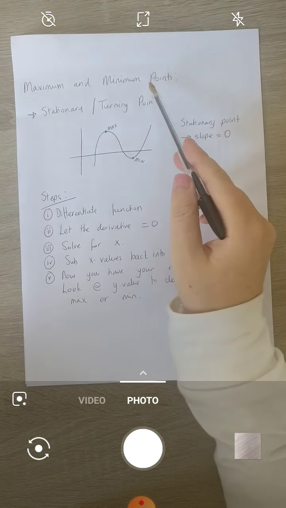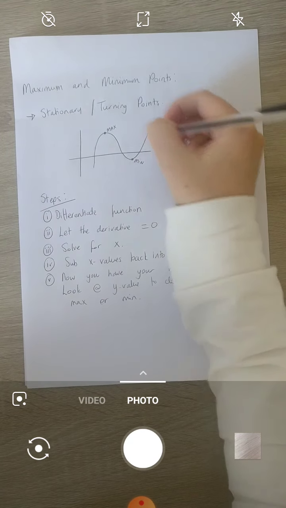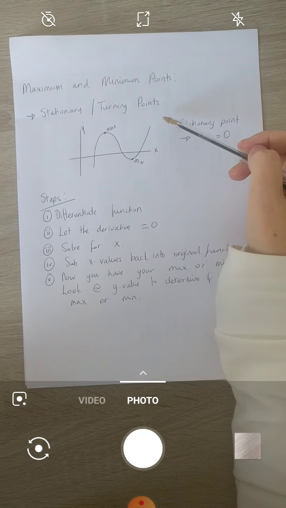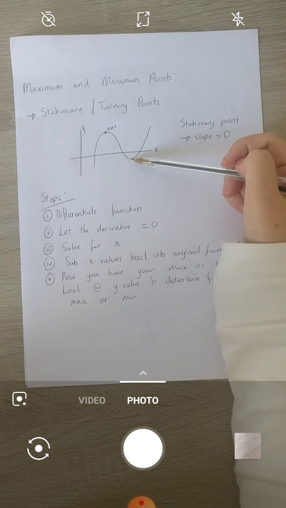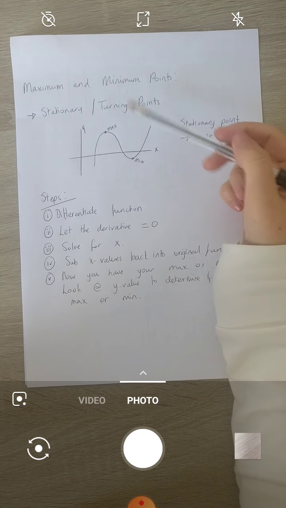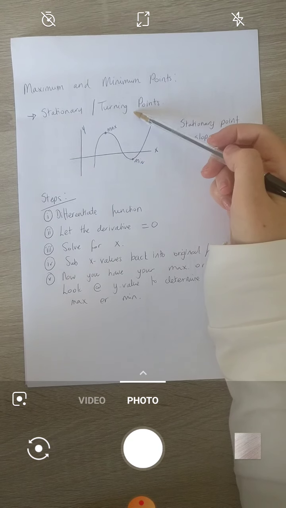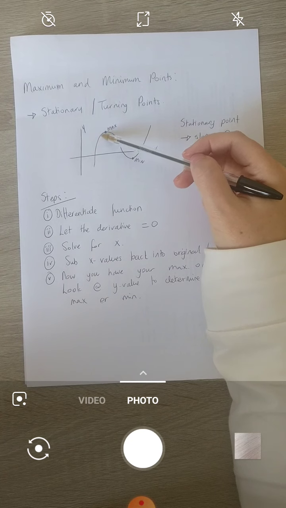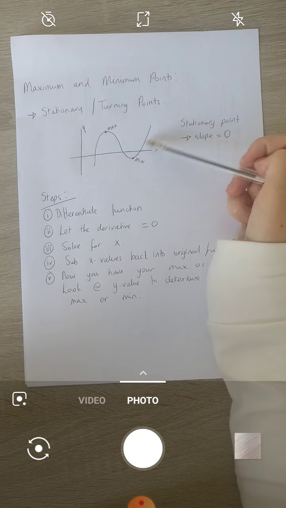So we have maximum and minimum points. In this picture here, you can see you have your XY axis. We have a cubic function, just a very quick sketch. This is our maximum point and this is our minimum point. These are also called stationary points and they're also called turning points. You can see why they're called turning points because it's the place in the graph where it changes direction.